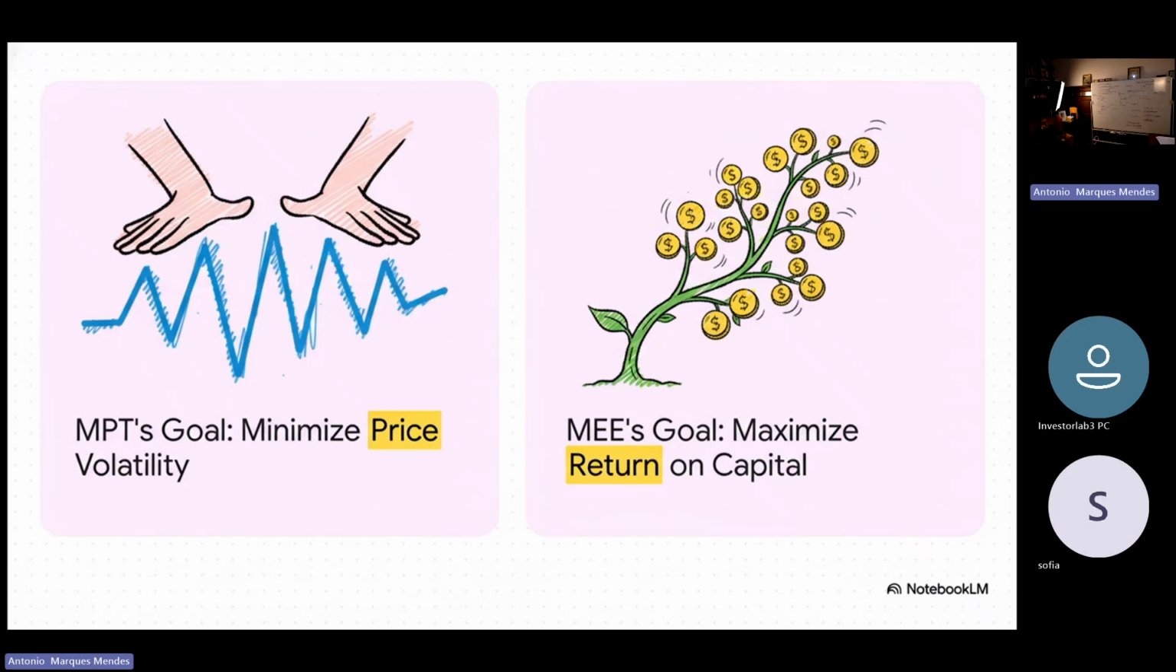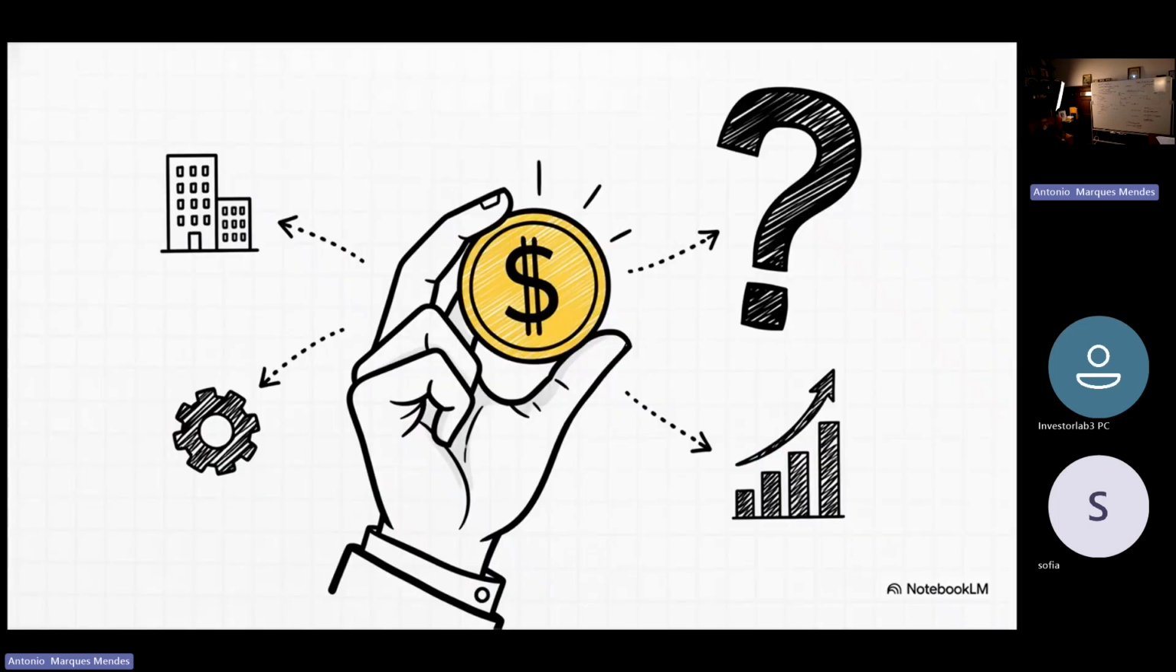MPT is obsessed with minimizing those statistical ups and downs, that price volatility. MEE, on the other hand, is laser focused on something way more intuitive, something a business owner would get instantly: maximizing the actual return you get on the capital you invest. It really all boils down to one single, incredibly powerful question, a question that any entrepreneur would ask themselves every single day. If I have one more dollar to put to work, where is the best place for it to go? What's the return on that next dollar?